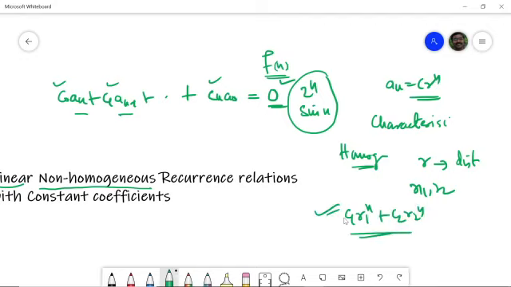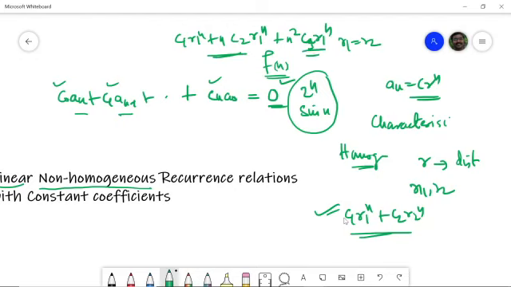Now if r1 and r2 are the same, that is r1 equals r2, we supply an n to prevent them from combining. First it is c1 r1 raised to n, then c2 n r1 raised to n. If you have three roots which are the same, you will again make an n squared there, c3 n squared r1 raised to n. This is how you write it for equal roots.